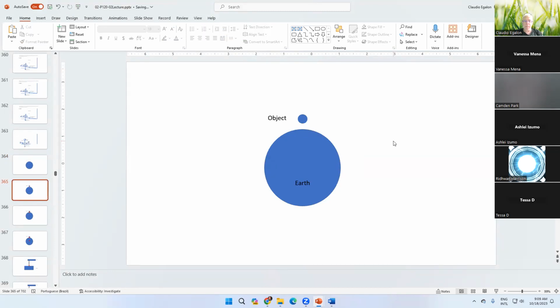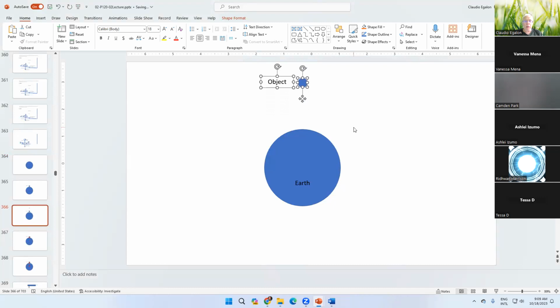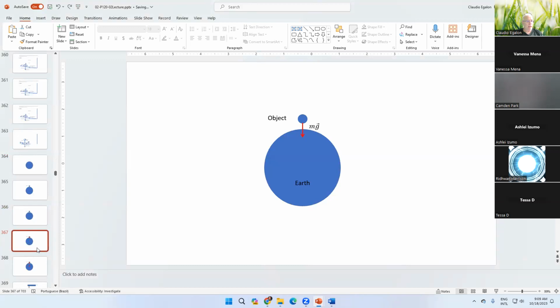What we know about the force of gravity is that when we have two objects next to each other, one object is going to attract the other. Okay, that's the action at distance, or even better, a non-contact force. Okay, I want to put it a little bit further away. You know what? Leave like that for now.